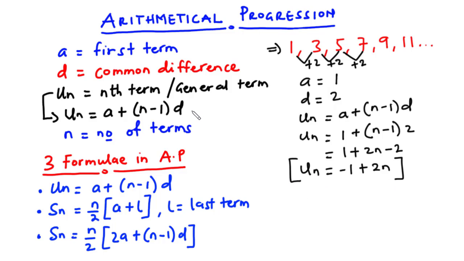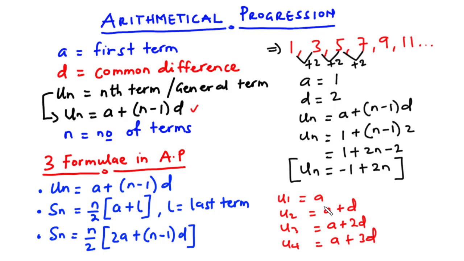So using this formula, we know that the general term or the nth term of an AP is given by a plus, into brackets we have n minus 1 multiplying d. So the first term of an AP is equal to a. The second term of an AP is equal to a plus d. The third term is equal to a plus 2d. And the fourth term is equal to a plus 3d. So you can confirm these expressions using this formula.